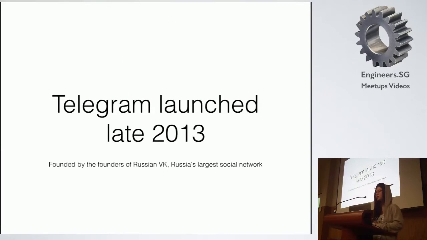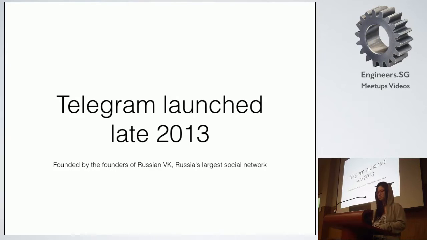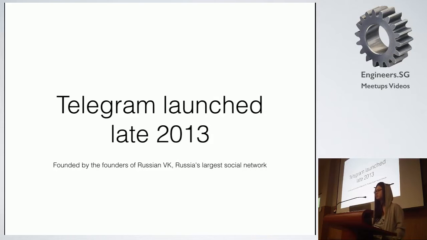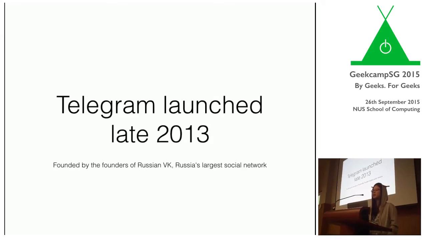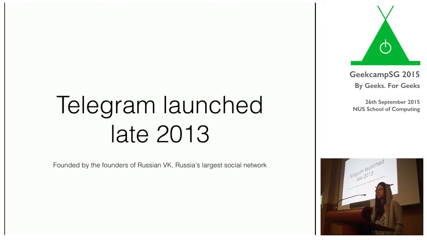So Telegram launched in late 2013. They boast that their client is good for security, they have secret chats, and they support a lot of file types. Just off the shelf it's good. The best part is your family, your tech muggle friends can use it and have no problem integrating into it. It's just like WhatsApp, but it's better than WhatsApp.